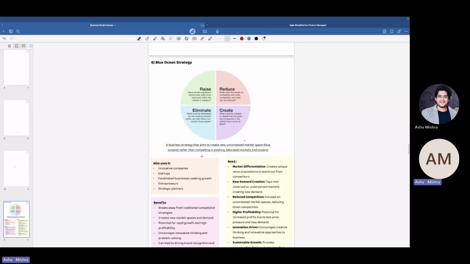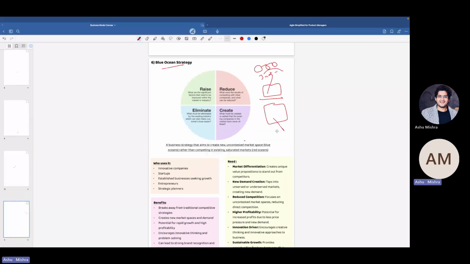Now coming to the sixth model, which is blue ocean strategy, guys. You all would have read that there are two markets. One is your red ocean market. Then second is the blue ocean market, right? What is red ocean market? The red ocean market is where there are many competitors. For example, airlines. There is Indigo, Air India, Vistara, etc., etc.